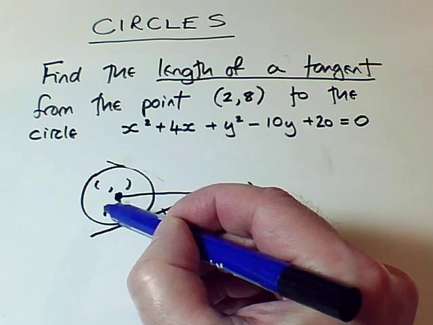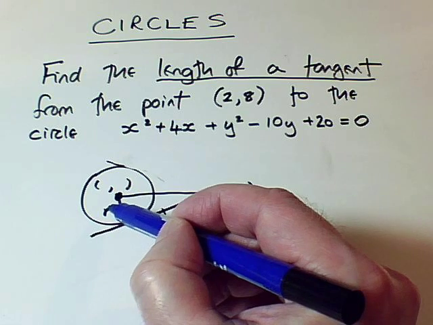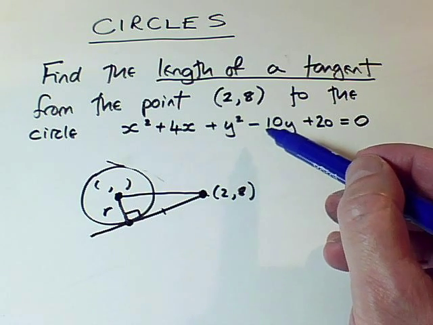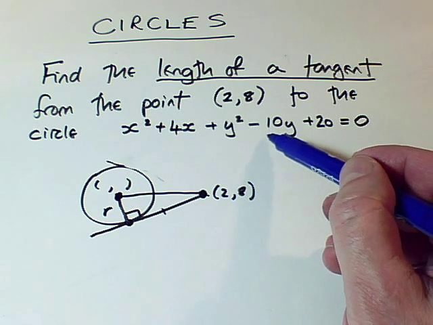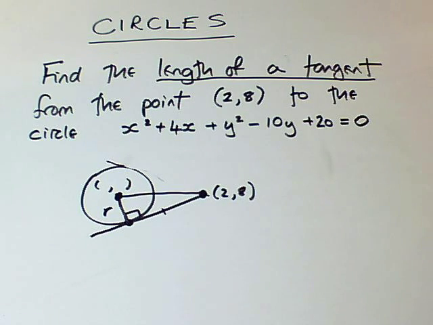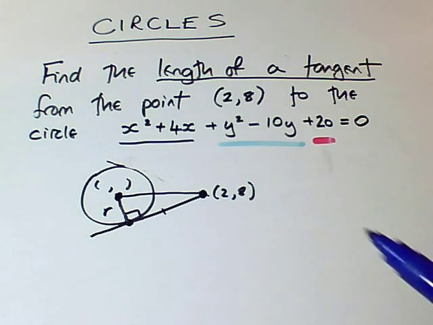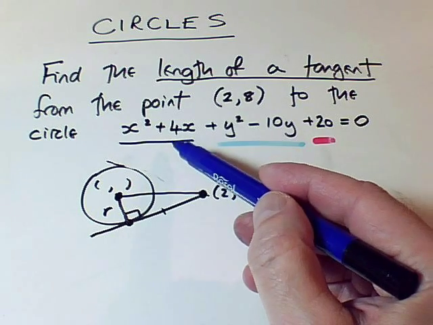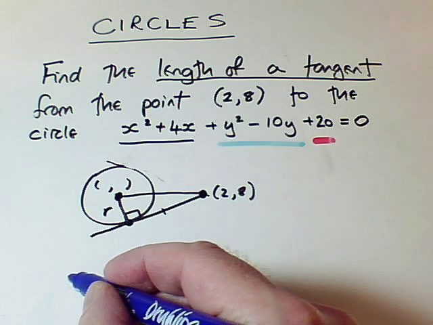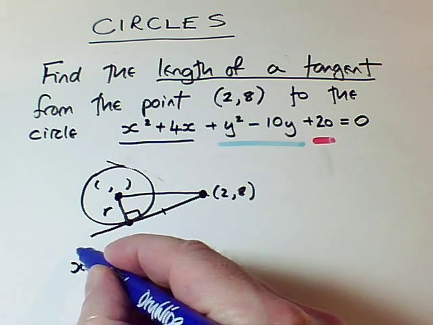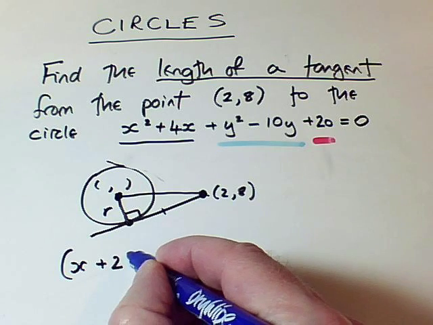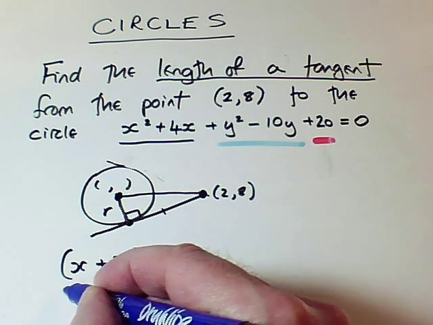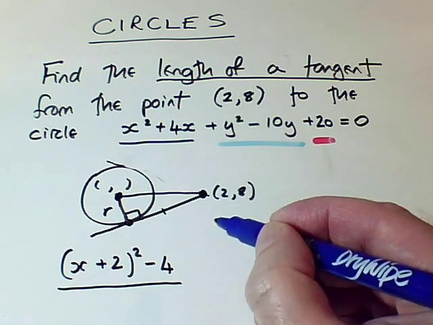But I need these two pieces of information, the centre and the radius of the circle first, and this particular circle is given in this form. So my first job is to write this in the other form where I can read off the centre and the radius. So I'm going to take each of these three coloured underlined parts in turn. So for the first one, x squared plus 4x, I need a squared bracket of x plus 2 squared, and I need to take away 2 squared, which is minus 4. So that's the first part.